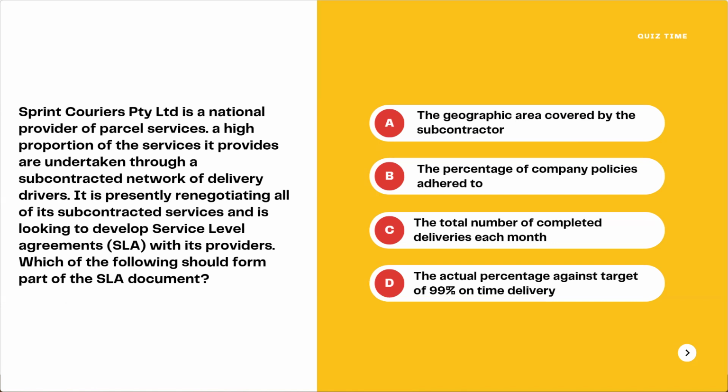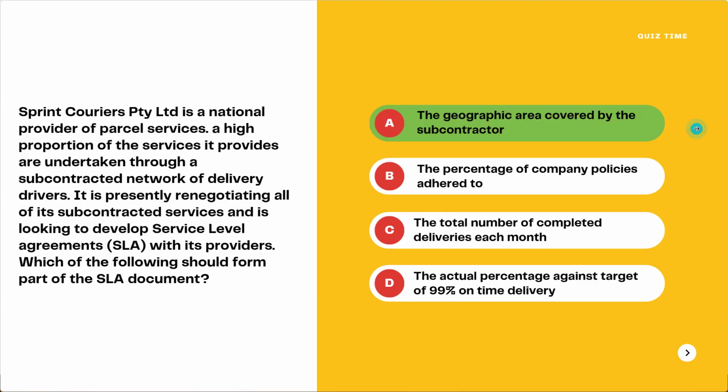With D, we have the word actual, so it's not about the agreement. It's about actual performance. It's data. So considering all of these, I think that option A should be the correct answer.